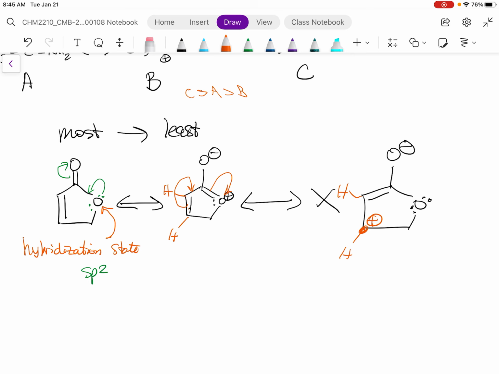So whenever you draw a resonance structure, you have to reevaluate what has moved. Only electrons can move, and then recalculate the formal charge on all those atoms that moved some electrons.